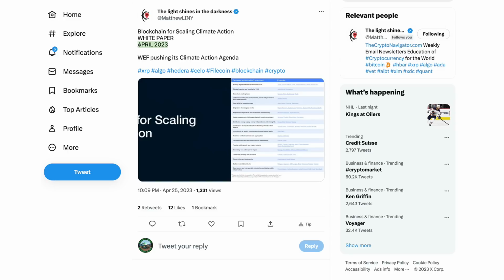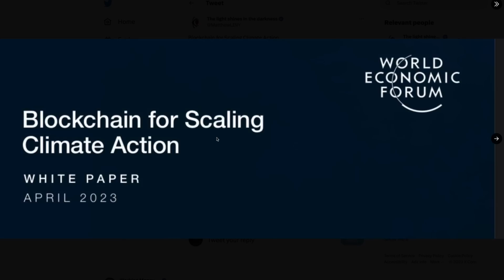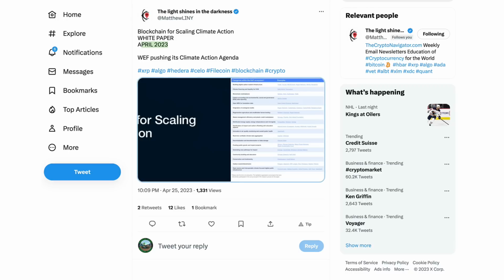Now, this was a brand new white paper, Blockchain for Scaling Climate Action, April 2023. So just from this month, published by none other than the WEF, the World Economic Forum, pushing its climate action agenda. So you guys can see here the screen grab from Matthew Liny, Blockchain for Scaling Climate Action, the white paper, April 2023, directly from the World Economic Forum.